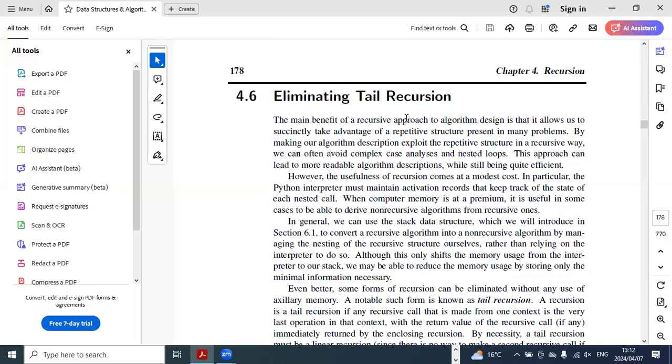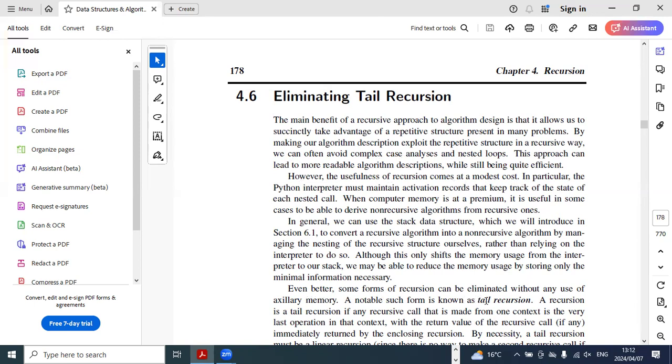Eliminating tail recursion. One of the main benefits of the recursive approach to algorithm design is that it allows us to take advantage of a repetitive structure present in many problems. By making our algorithm description exploit the repetitive structure in a recursive way, we often avoid complex case analysis and nested loops. This approach can lead to a more readable algorithm description while still being quite efficient.